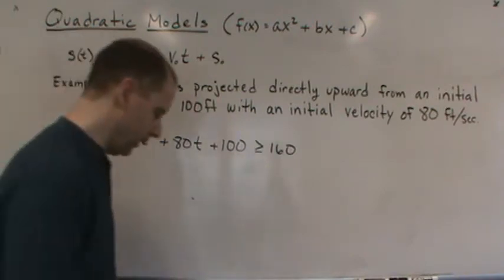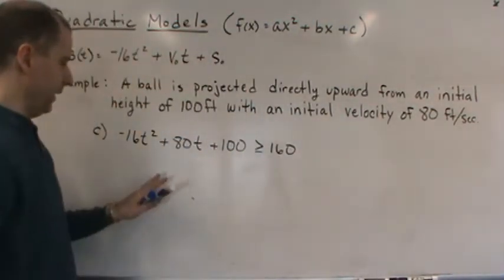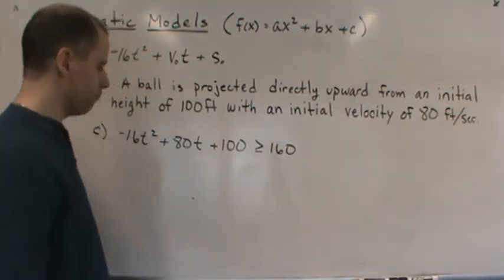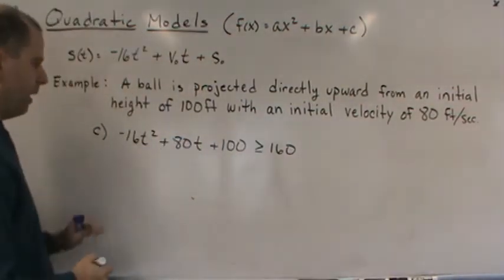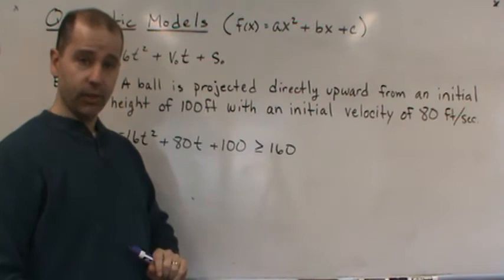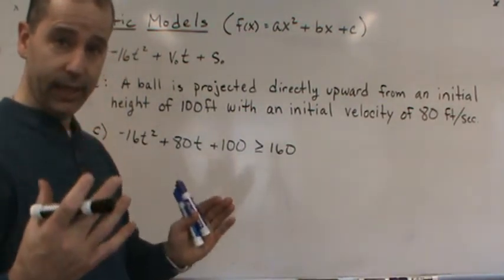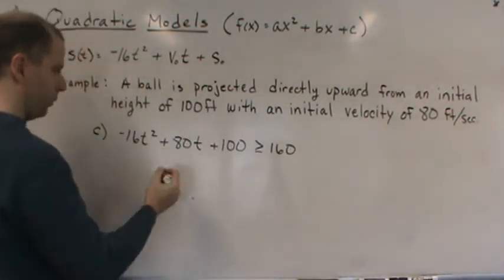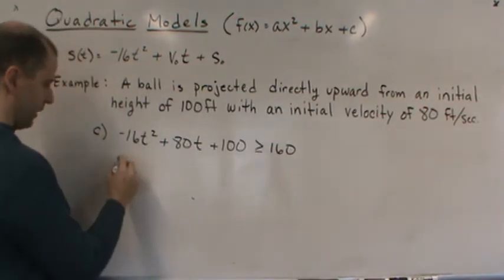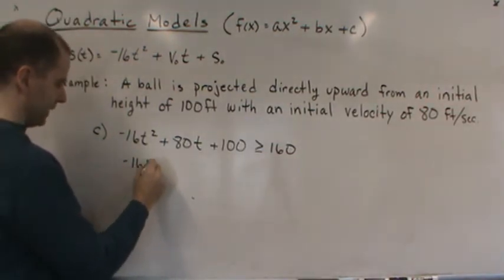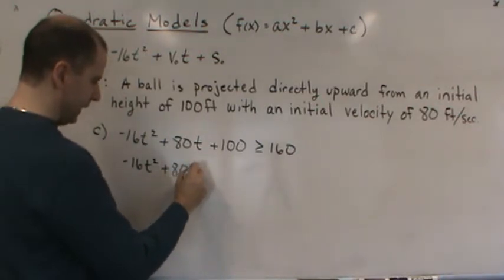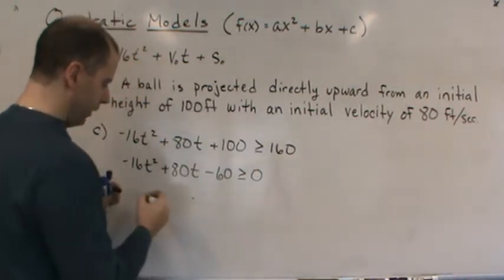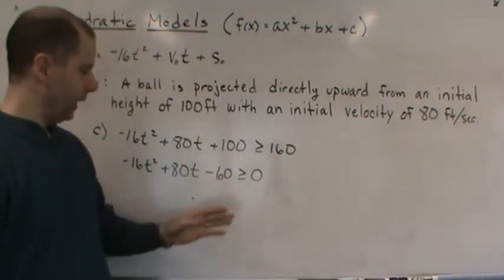Okay, now here's what I'm going to do. I'm going to leave it alone. So now I'm going to solve this inequality just the same way I would solve a quadratic equation. So I'm going to move the 160 over here. So I'm going to rewrite this, and subtract 160 from both sides. So now my formula is going to be negative 16t squared plus 80t minus 60, which is greater than or equal to 0. Now, again, pause the video and do this yourself.